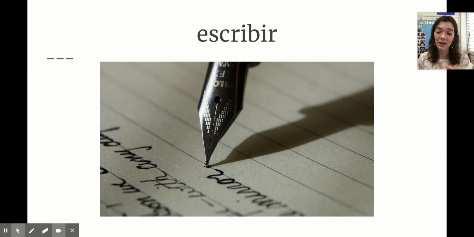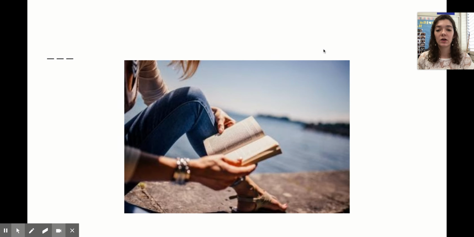So look at these words, guys. Look at the word and see what you can see in the word. A lot of them have Latin roots. A lot of them are similar to our English words. See, escribir, to write.